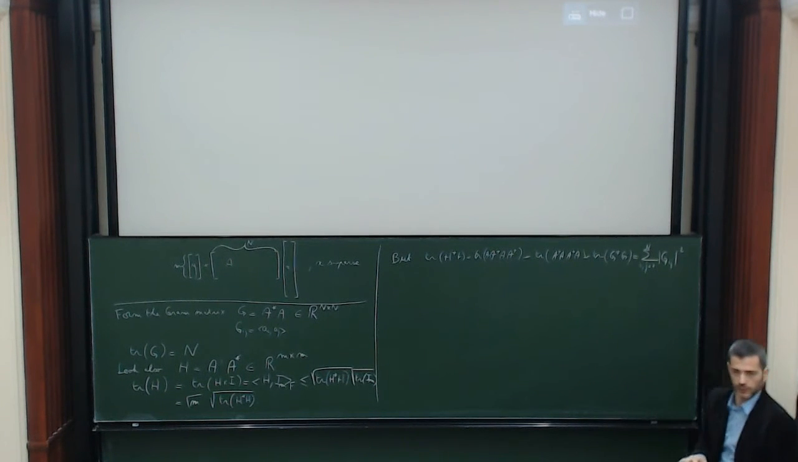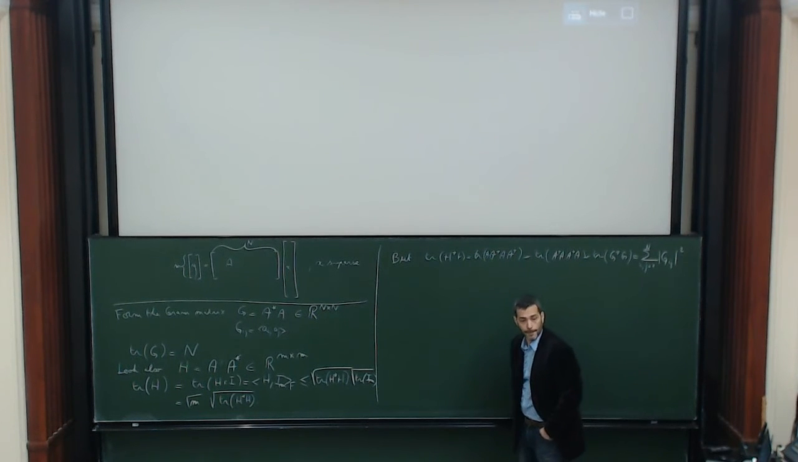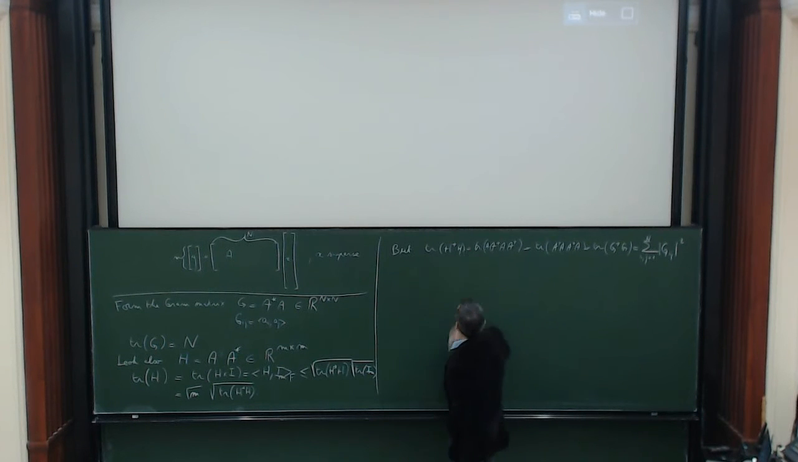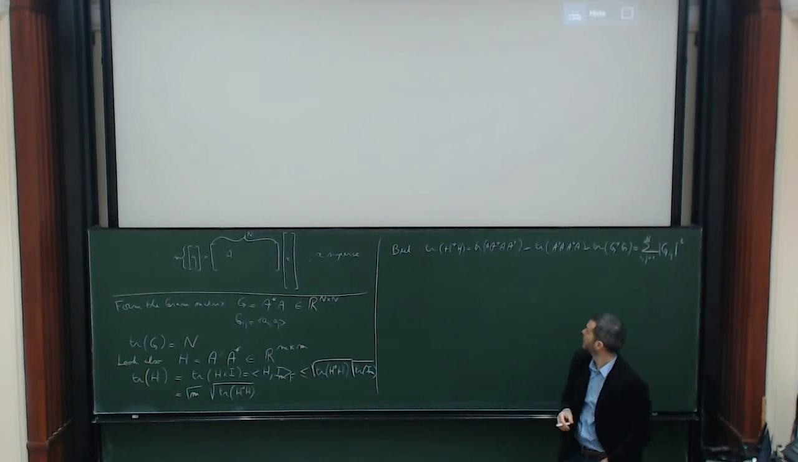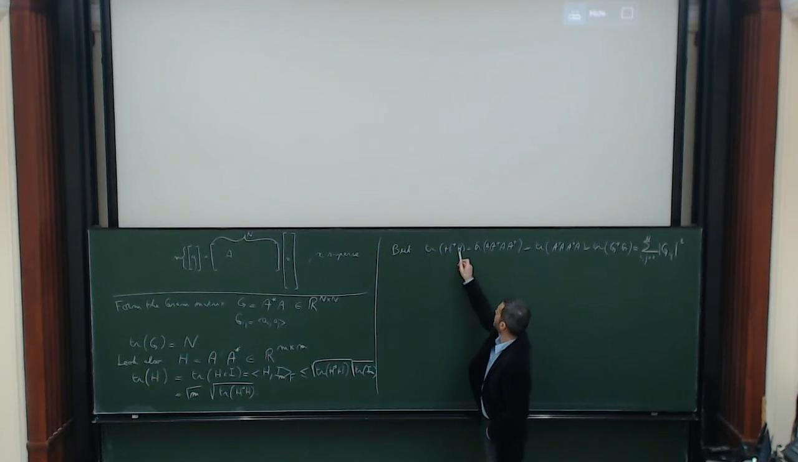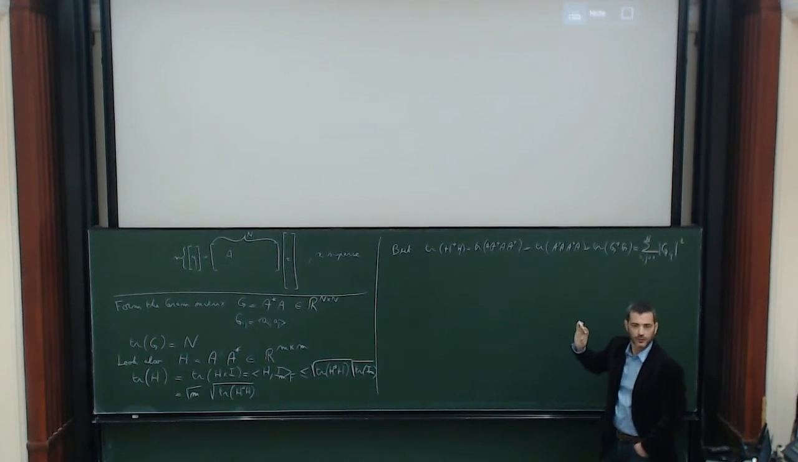OK, you agree with me? Still here? H star H. Yeah, but I'm writing that H is A A star, and H transpose is A A star as well. Okay? So H is self-adjoint.